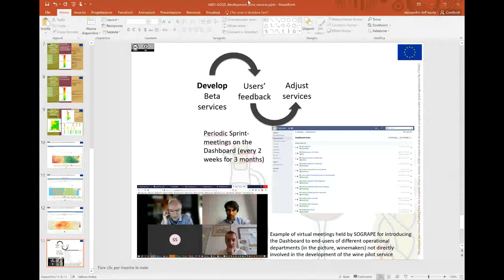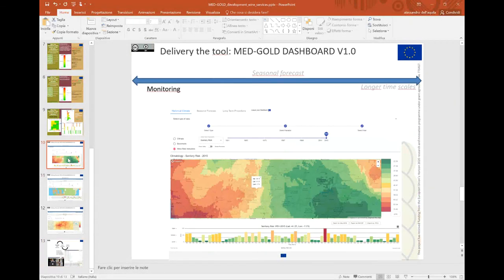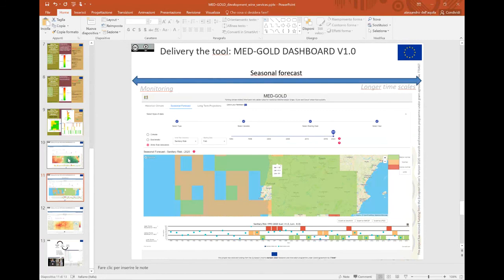Thank you, Alessandro. Thank you very much. I think this is a real-world experience which describes what we are actually working on in this project, MedGold. Maybe the next contribution will be from Massimiliano Pasqui from CNR, and it will be about the access and use of climate data.